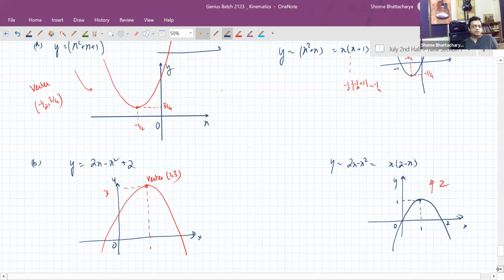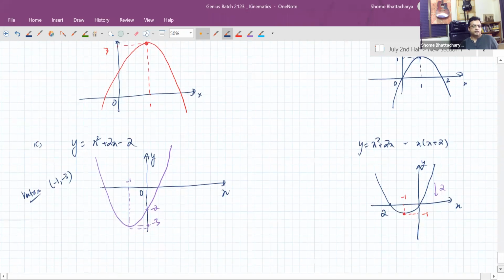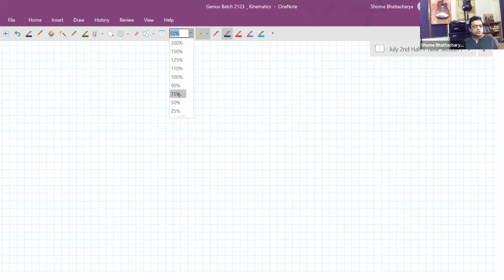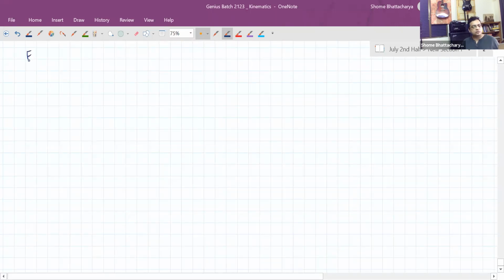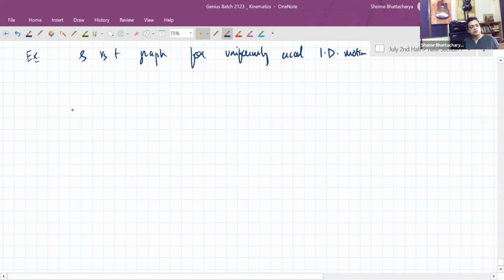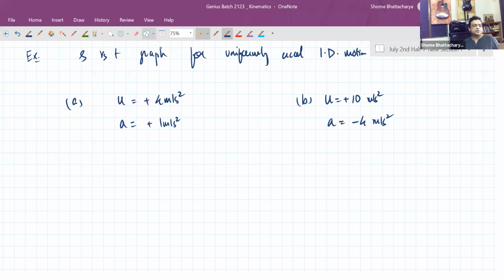Okay, so now you can use this method very effectively. You can review this from the notes later in case you haven't noted down. You can use this very effectively for displacement time graphs. So S versus T graph for uniformly accelerated 1D motion. So let's take U as, let's say, plus 4 meters per second and acceleration as plus 1 meters per second square. Let's take U as plus 10 meters per second and acceleration as minus 4 meters per second square.